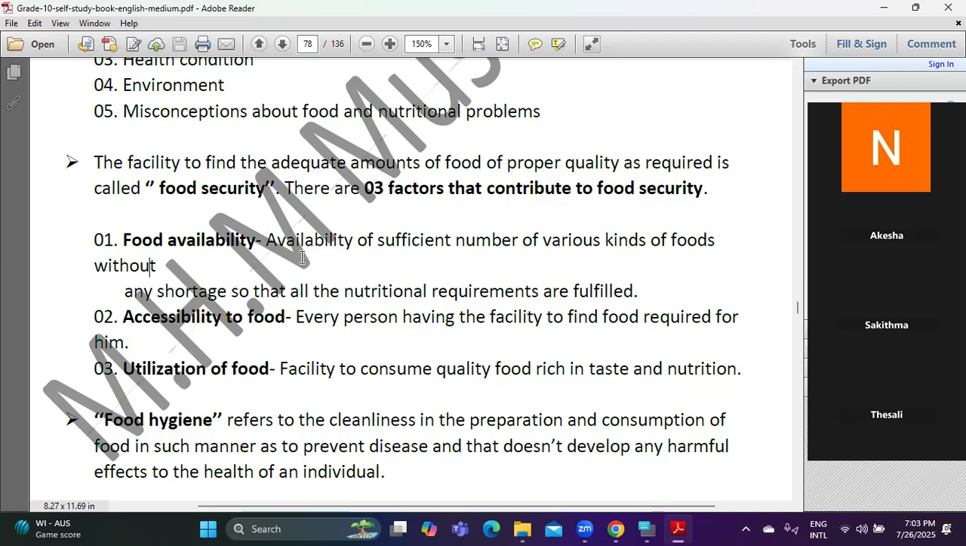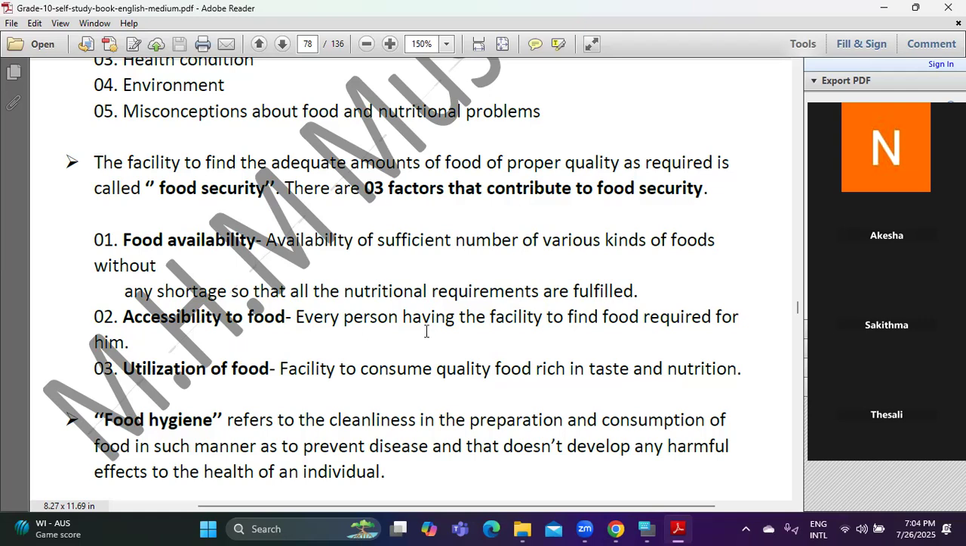Food availability means, the word itself says, availability of a sufficient number of various kinds of foods without any shortage, so that all the nutritional requirements are fulfilled. We want to have enough food. That is the meaning. Food availability needs to be there to fulfill the nutritional requirements. That is the meaning.